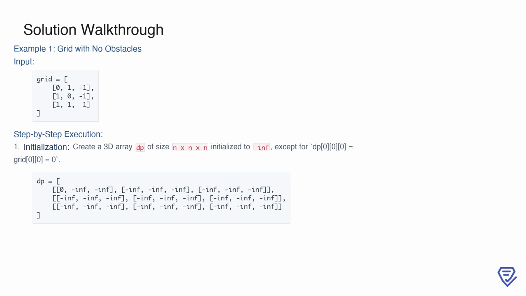Each state, x1, y1, x2, corresponds to two positions, x1, y1 for one path and x2, y2 for the other, where y2 is derived as x1 plus y1 minus x2. Initially, all values in dp are set to INF to signify invalid states, except for the starting position dp[0][0][0], which is initialized to the value of grid[0][0], which is 0 in this example. This sets up the foundation for calculating the optimal paths through the grid.